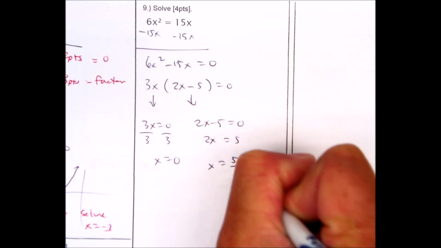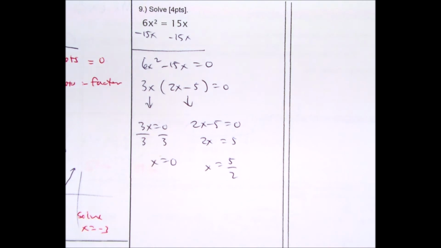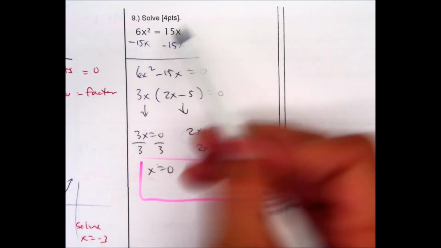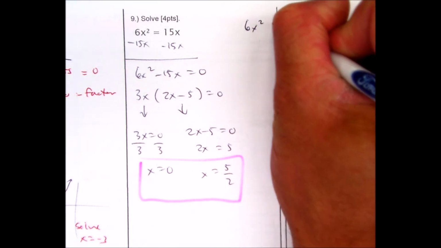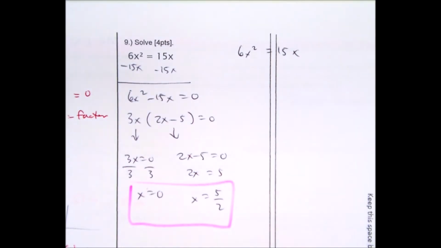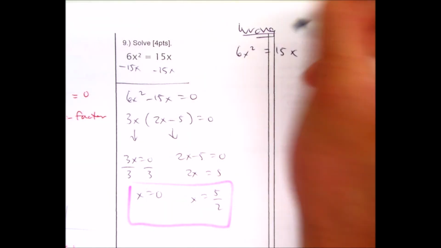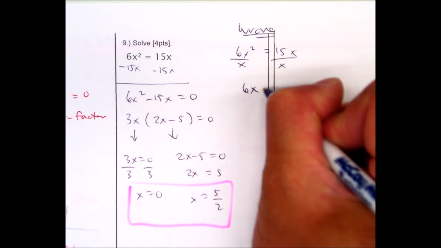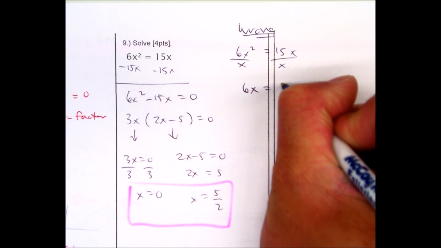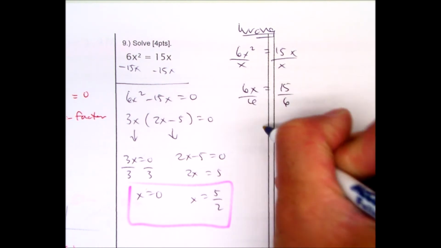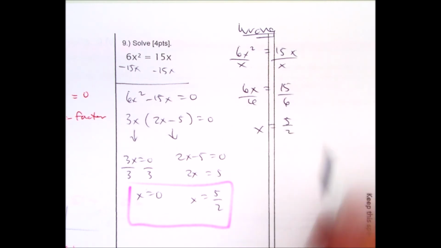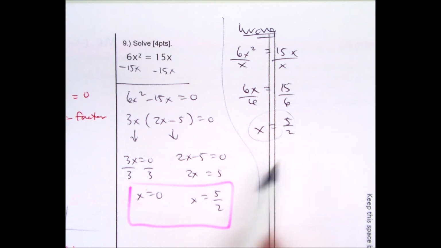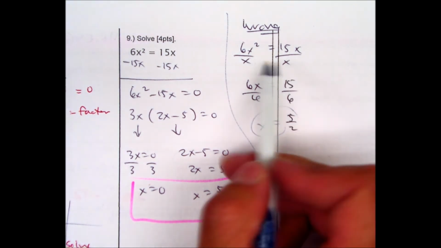X equals 0. 2x equals 5. X equals 5 halves. So let me show you what happens if you do divide by x on both sides, why this is wrong. Let me make sure I make this obvious. Wrong. If you divide by x, you'll get left with 6x equals 15, and then divided by 6, you'll get x equals 5 halves. But you'll notice that this method only gives you how many solutions? Only one. You've actually missed the other one. So don't divide.